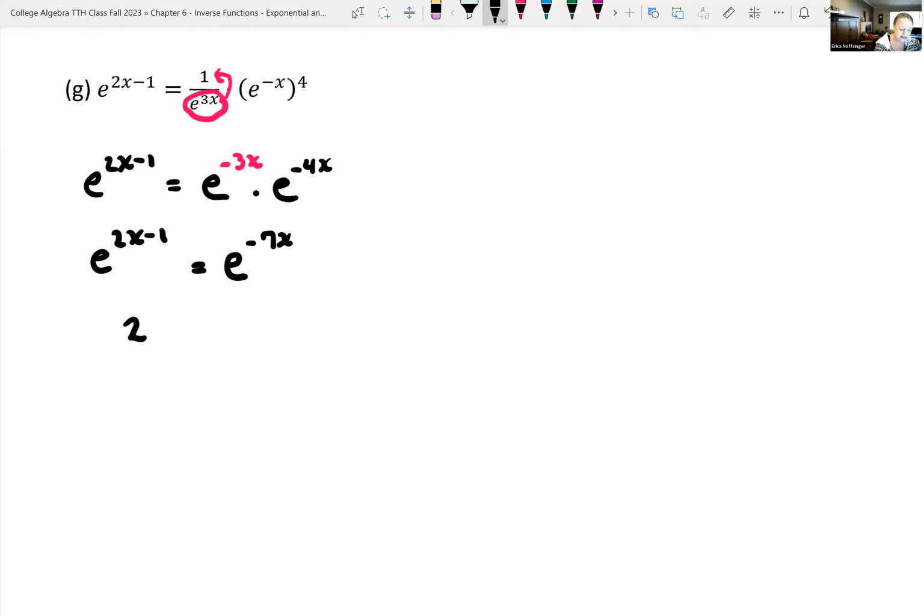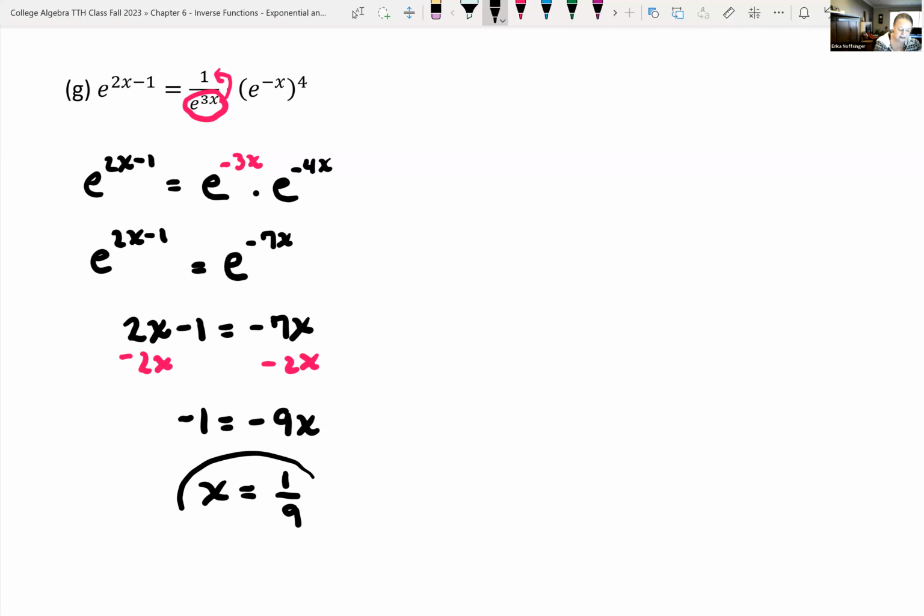Set our exponents equal to each other. So we have 2x minus 1 equals negative 7x. So let's subtract 2x on both sides, getting all the x's to one side, constant on the other. So we get negative 1 is equal to negative 7x minus 2x is negative 9x. Divide both sides by negative 9. We get positive 1/9. So negative divided by negative is a positive.